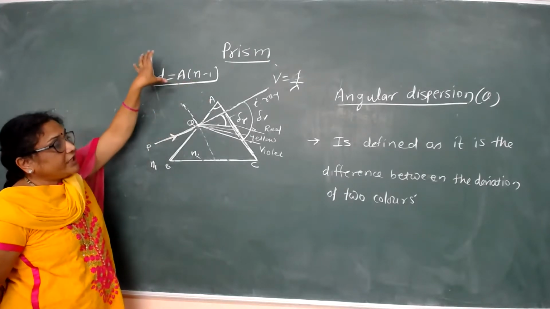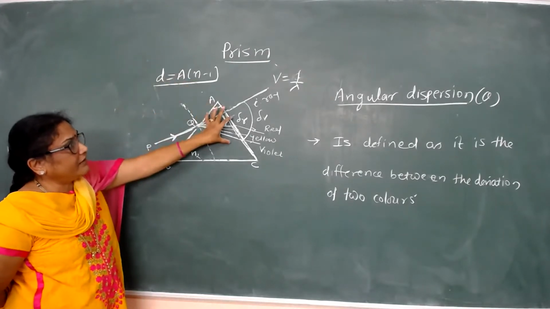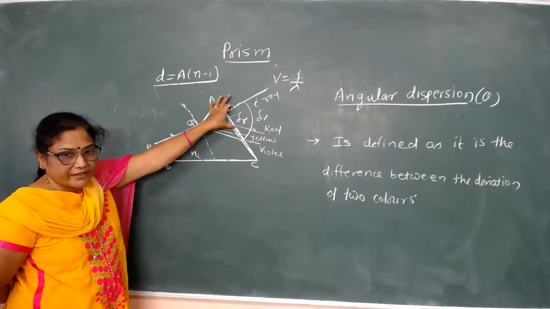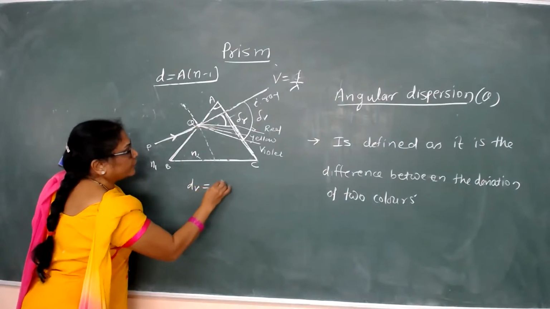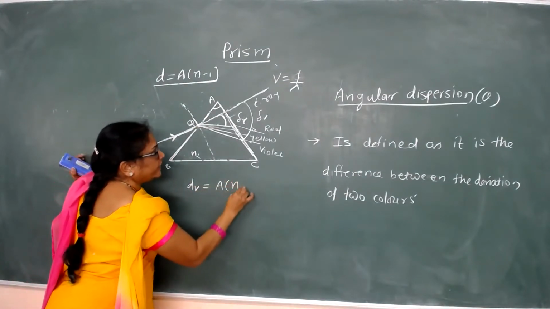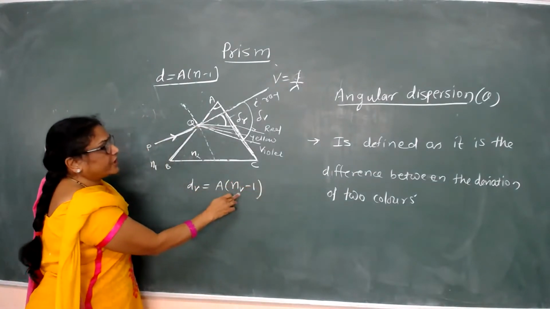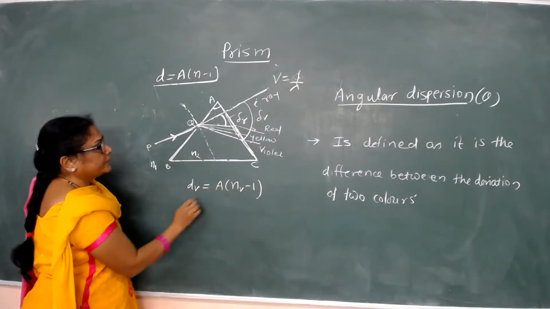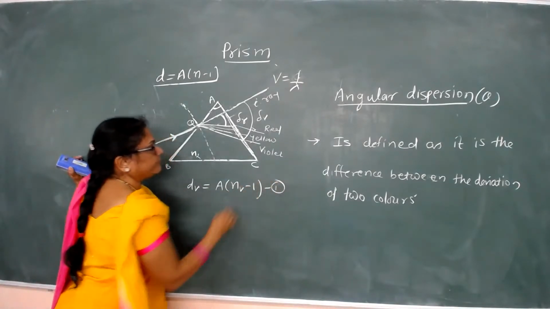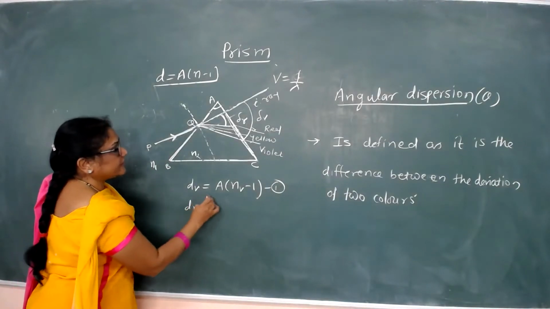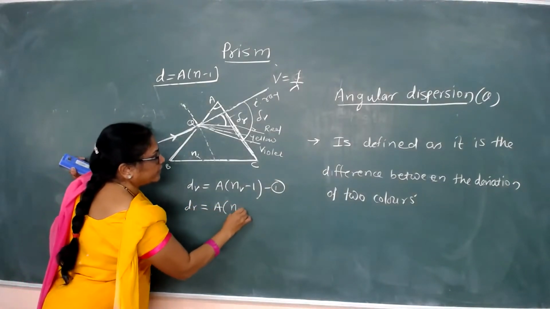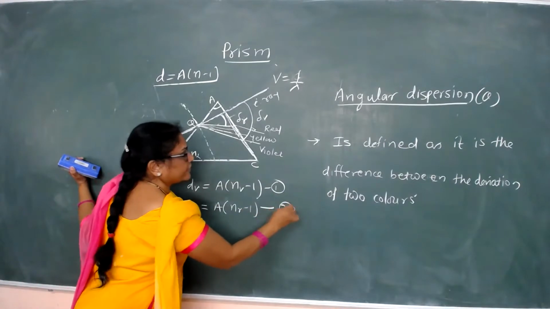Then find out the deviation due to the violet color as well as the deviation due to the red color. Deviation due to the violet color, dV, is equal to A into nV minus 1, where nV is the refractive index for the violet color. This is equation number 1. Then the deviation due to the red color, dr, is equal to A into nr minus 1. Suppose this is equation number 2.